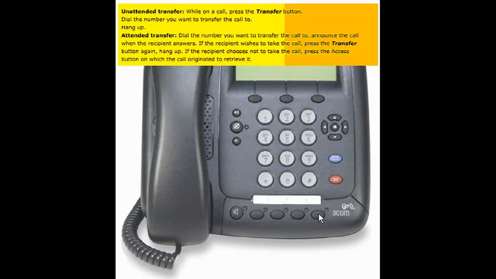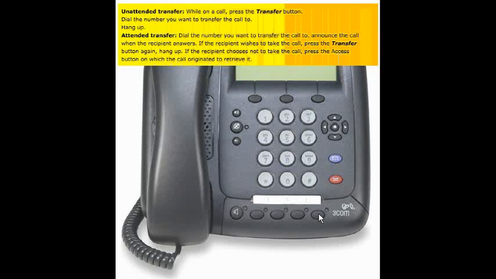Next is the transfer button. There are two different ways to transfer calls: a warm transfer and what we call a cold transfer. A warm transfer simply allows you to indicate to the person you're transferring the call to that there's a call coming in for them. So the way to do this is a call comes in, you answer the call, you'd like to transfer it to another coworker. You simply press transfer, the coworker's phone rings, they answer, and you announce that someone is on the phone for them. They either accept or deny the call.